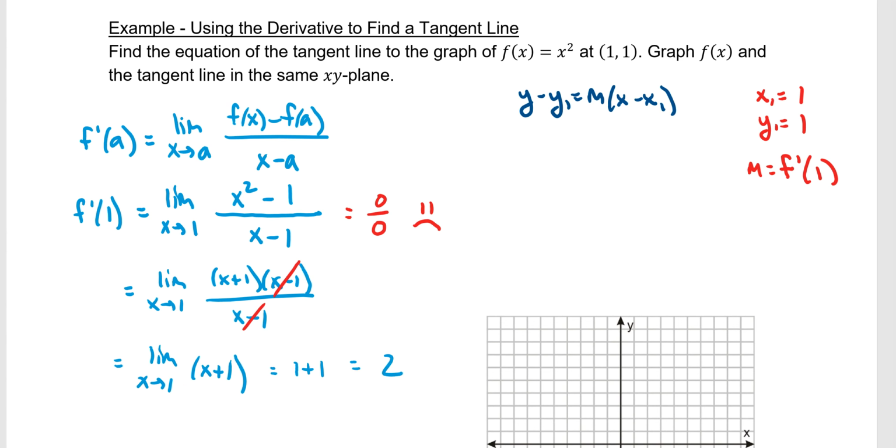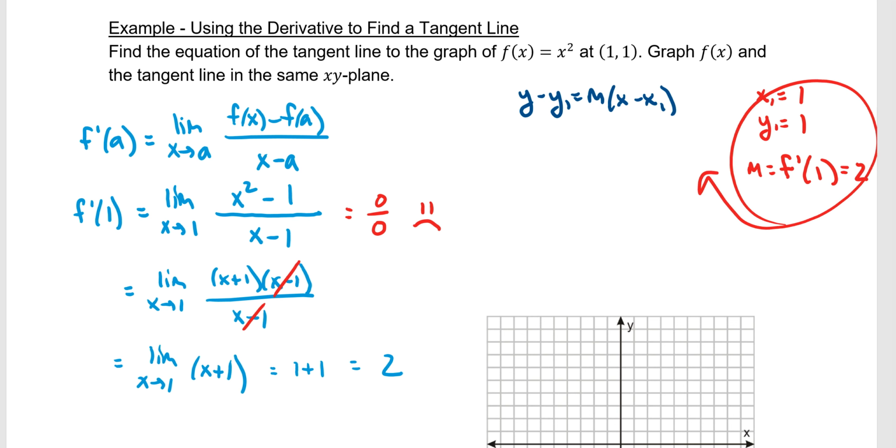So not that bad, right? Once you get comfortable doing these, it's not as bad as it seems. So now we just found that f prime of 1 is 2. That's the hard part of the question. Now we can go ahead and just plug everything in.